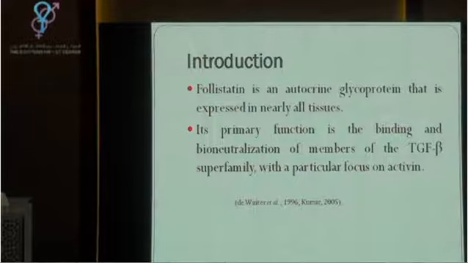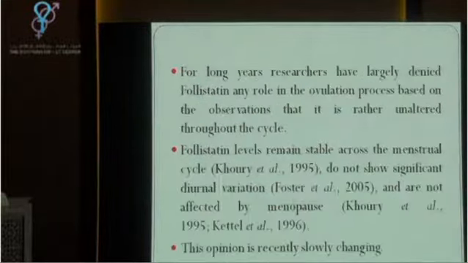To start with, follistatin is an autocrine glycoprotein that is expressed in nearly all tissues, and its primary function is the binding and bioneutralization of members of the transforming growth factor beta superfamily, with a particular focus on activin. This is in the ovary. In the muscles, it works on myostatin, the protein that binds the growth protein and blocks protein growth. So if we give follistatin, it abolishes the myostatin, so it releases the muscle, and the muscle has the sky as a limit to grow, and it can achieve huge growth.